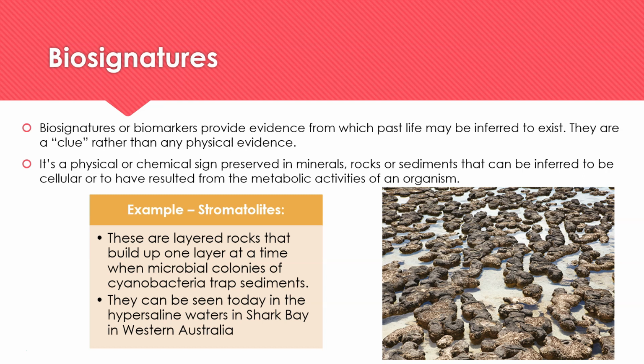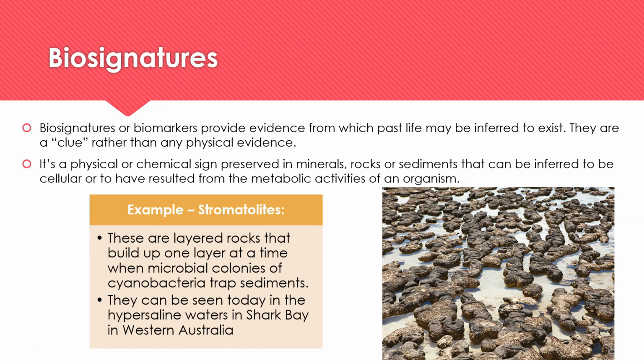Stromatolites are an example. You can see an image of them there. They're layered rocks, and they build up one layer at a time. And what's really interesting is we can see that they've got remnants of compounds that would only have been produced by living organisms. And so we've worked out that they're getting made by having these microbial colonies of cyanobacteria trapping sediments. Now, those cyanobacteria eventually die off, and they leave sort of this framework there that helps to trap all that sediment, turning it into these stromatolite rocks.